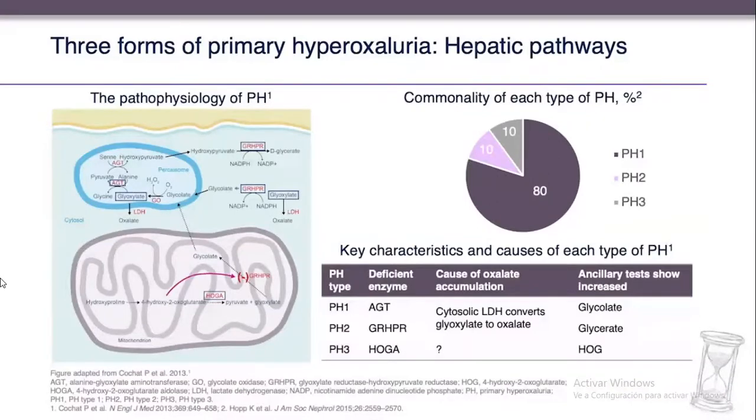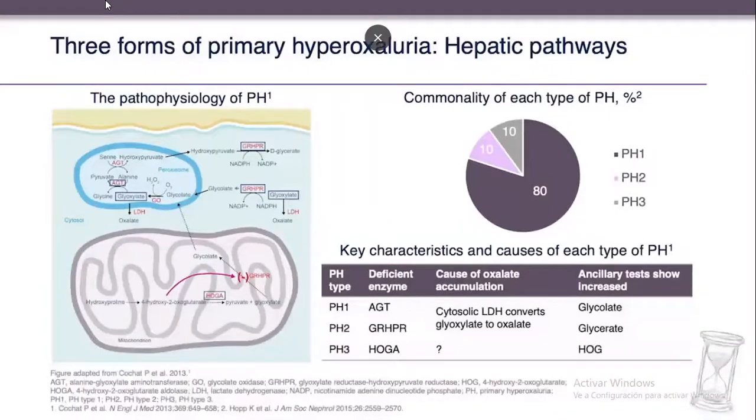In primary hyperoxaluria type 2, the enzyme involved is GRHPR. GRHPR encodes glyoxylate reductase. Deficiency of GRHPR leads to accumulation of glyoxylate and hydroxypyruvate. Glyoxylate is converted to oxalate by LDH. Hydroxypyruvate is converted by LDH to L-glycerate.